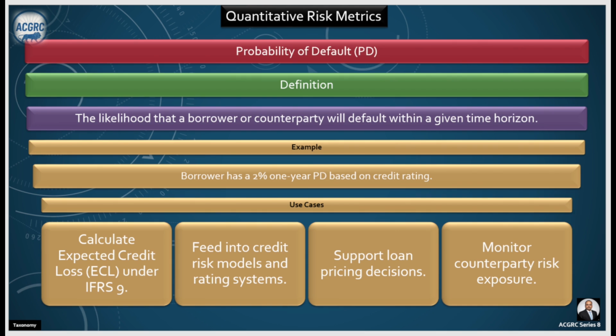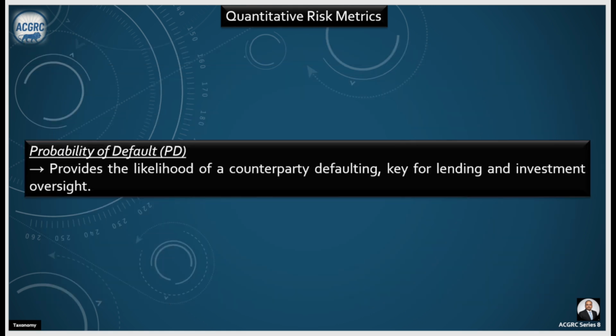So, probability of default is used to calculate the expected credit loss, or it's used to feed into credit risk models and rating systems, or it could be used to support loan pricing decisions, or could be used for monitoring counterparty risk exposure. So, probability of default provides the likelihood of a counterparty defaulting, which is key for lending and investment oversight.